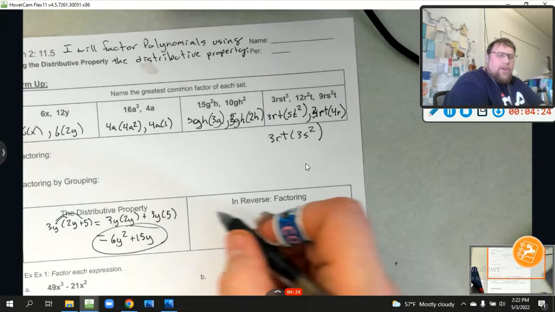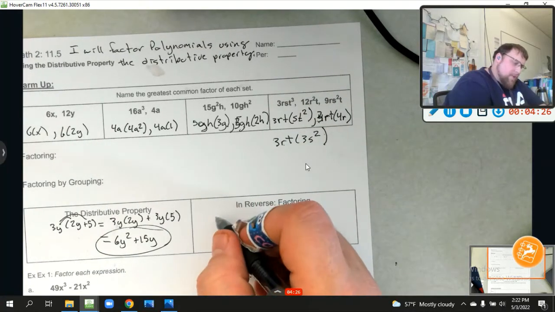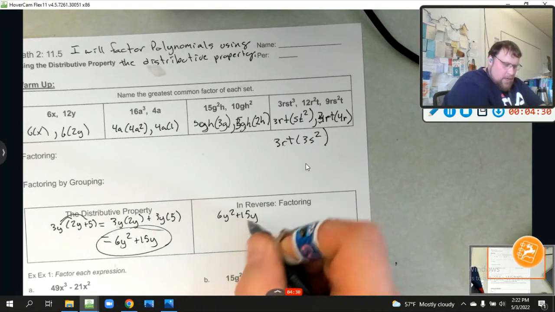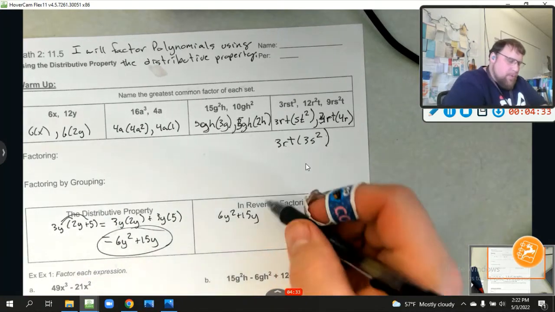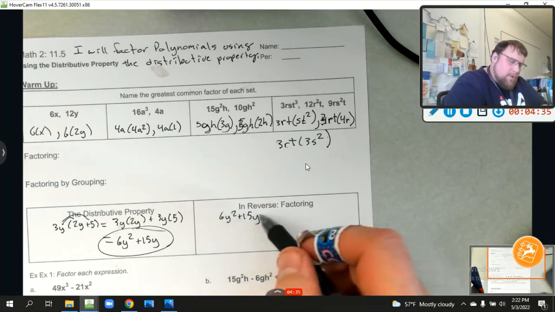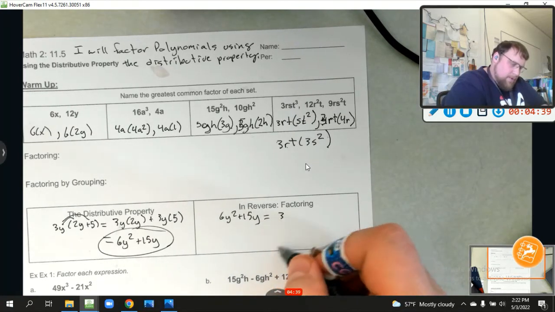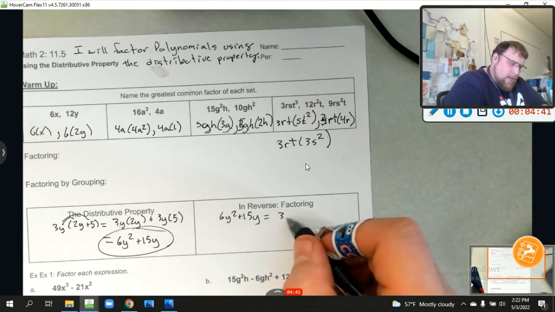Now I want to say, what if I do it in reverse? When we do it in reverse, it's called factoring. So we're going to start out with 6y squared plus 15y. We should know what it goes back to, but I want to show you the process. I'm looking at this saying, what can I pull out of both 6 and 15? I can pull a 3 out. How about between y squared and y? I can pull a y out.